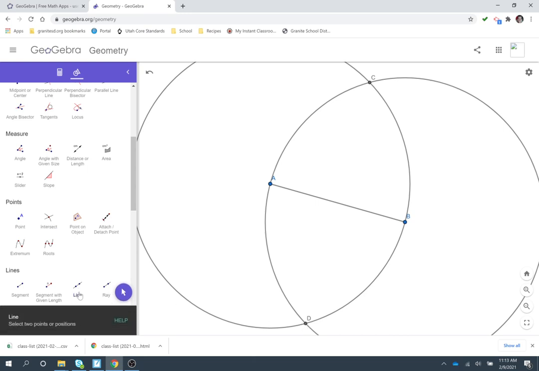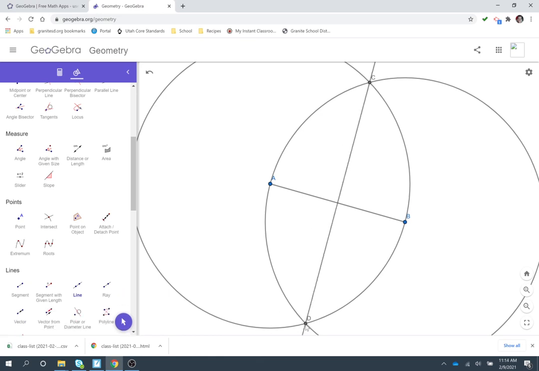Then I'm going to grab my line, and I'm going to use a line to connect C to D. Last thing I'm going to do is I'm going to mark one more intersection, which is where the line hits the segment. And then this line, CD, should be our perpendicular bisector.